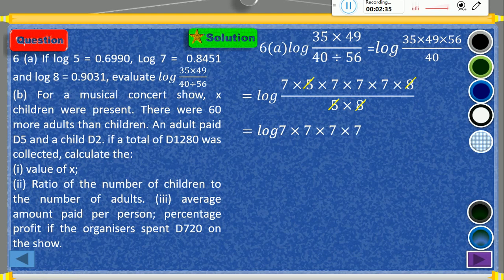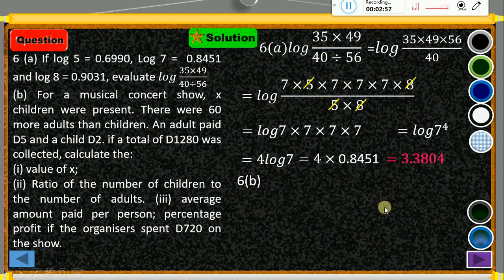We're left with log 7 times 7 times 7 times 7, which is log 7 raised to the power 4, which is 4 log 7. Then we'll make substitution, replacing log 7 by 0.8451, and then simplifying. We have an answer for that as 3.3804.